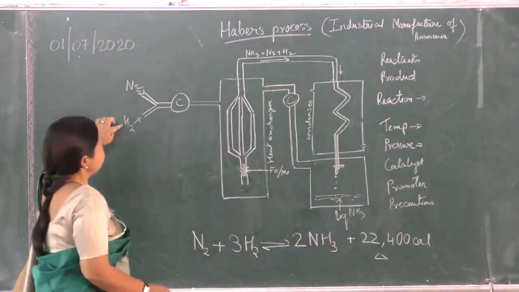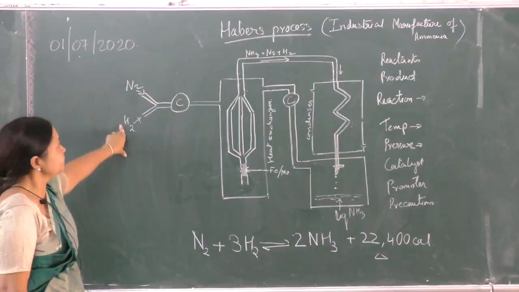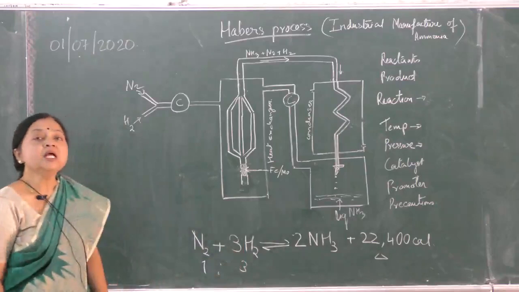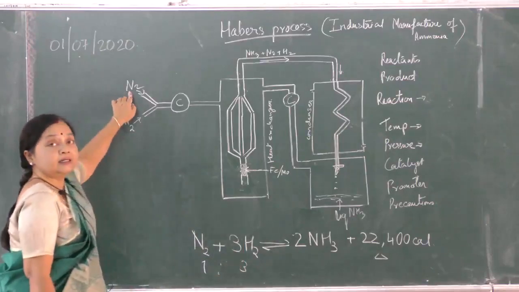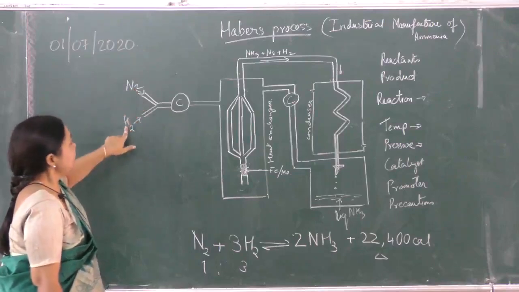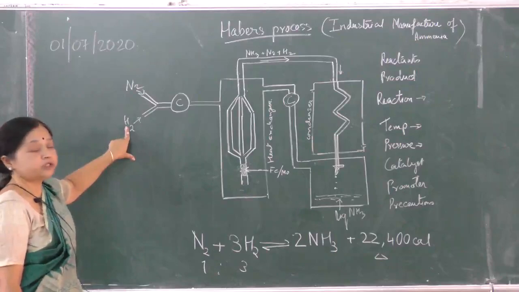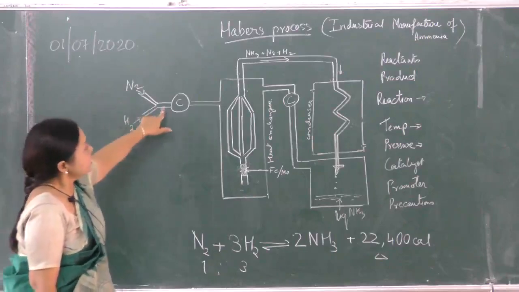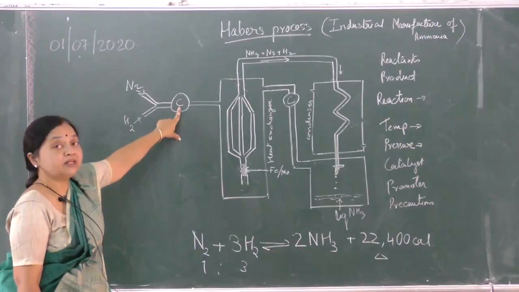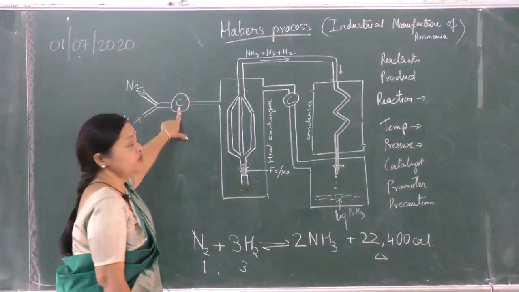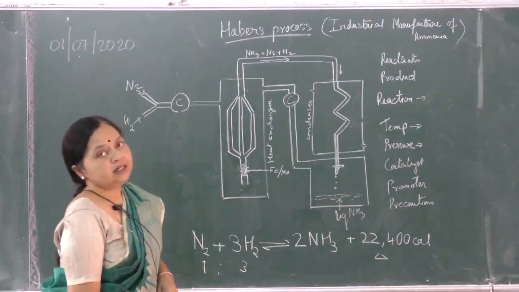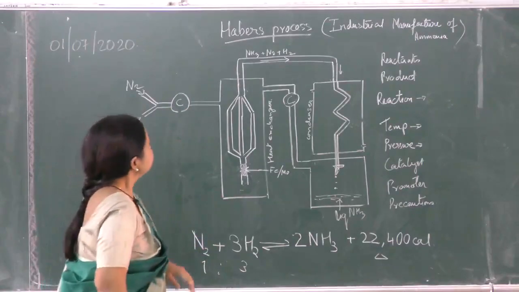So the nitrogen and hydrogen are taken in the ratio of 1:3. One part nitrogen and 3 parts hydrogen, 1:3 proportion. Nitrogen is obtained by fractional distillation of liquid air, and hydrogen from water gas by Bosch's method. These two are taken and then compressed by a compressor to a pressure of 200 to 900 atm, depending on the size of the plant. It is more than 200. Usually the optimum pressure is 250 atm.